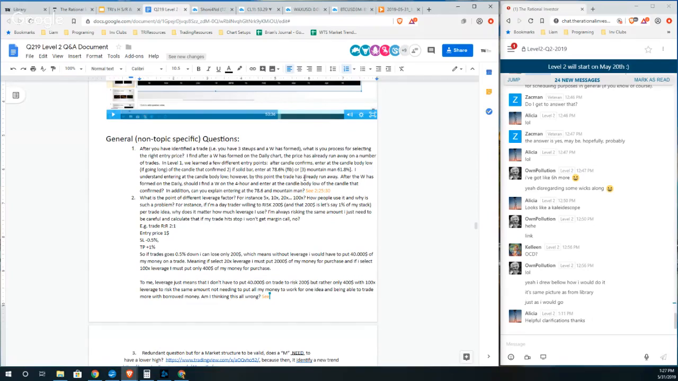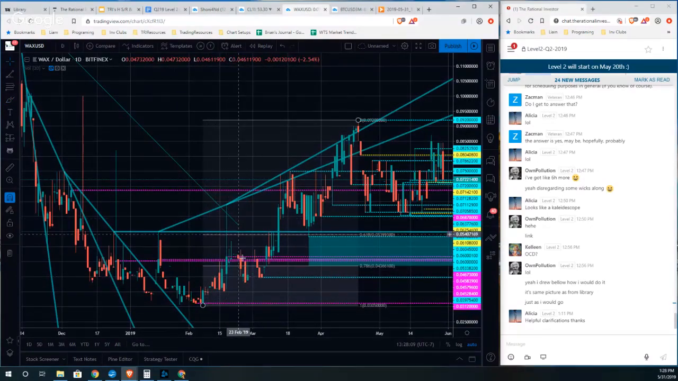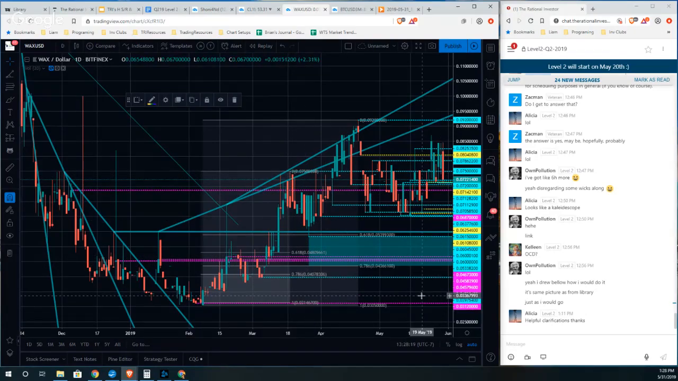In level 1, we learned a few different entry points after candle confirms. Enter at the candle body low. Yeah, I mean, that's all right. Really, the way I would look at it, the simple solution is, let's take this one, for example. There's a big W, big blast off. Want to try and get in. Can I hunt reload zones to sneak in? Well, in this case, no, it just didn't give it to you.